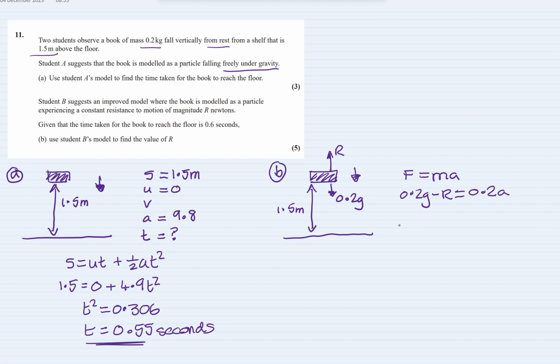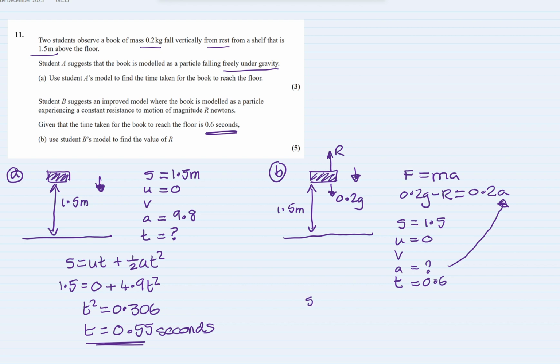So let's have a look using our SUVAT at what information we have. s equals 1.5. We know that we're still starting from rest. We don't know the acceleration. We know that this time it takes the book 0.6 seconds to reach the floor. So we do have a time here, and it's the acceleration that we don't know. So we've got 4 variables here, and that's going to allow me to plug that acceleration back into here once I can find it, and that will allow me to find R.